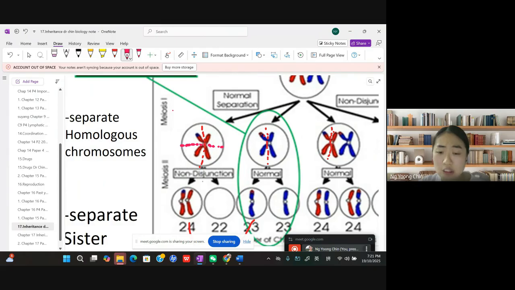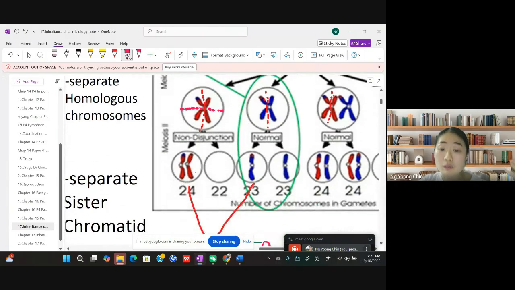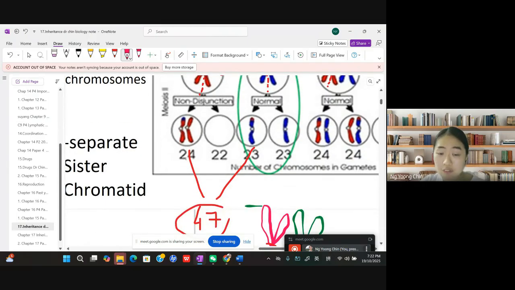So why the non-disjunction happens is due to the spindle fibers, right? They just lost their elasticity. They lost their function, so they are unable to pull, they are unable to separate the chromosomes apart. So it will result in an extra copy of a chromosome being carried by one of the gametes. When this extra copy carried by one of the gametes fuses with another normal gamete with 23, they'll become 47.